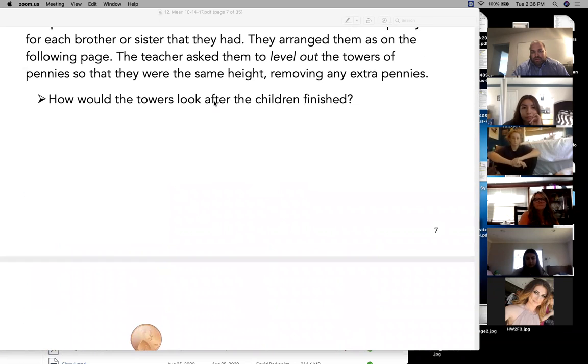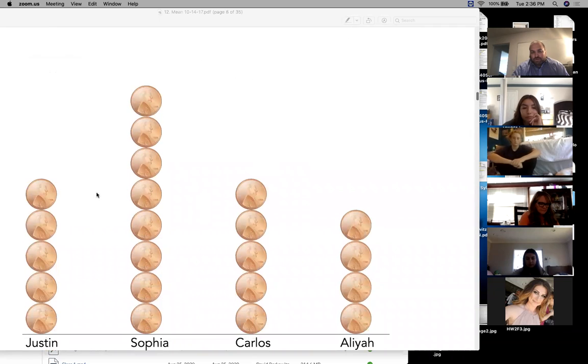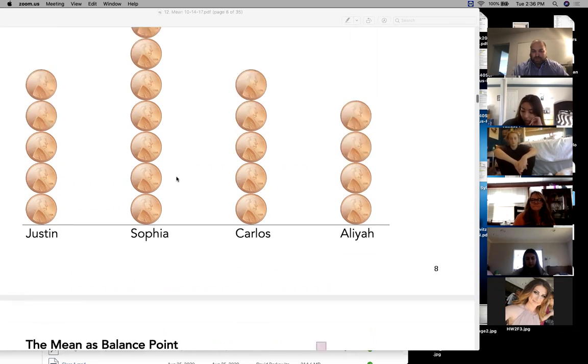So how would the tower look after children finish? Well, I just showed it to you, right? It's got an even height of 5 with 2 left over. Notice how this is exactly the same thing with the blocks, right? With the cubes, each one had 5 with 2 left over.